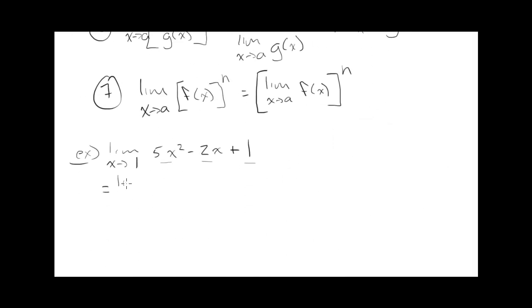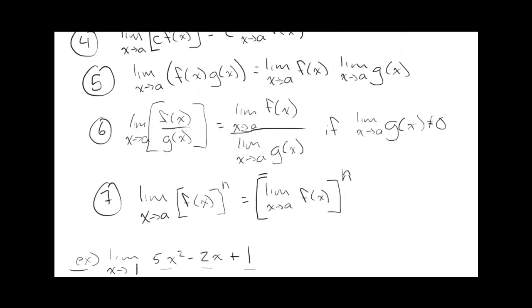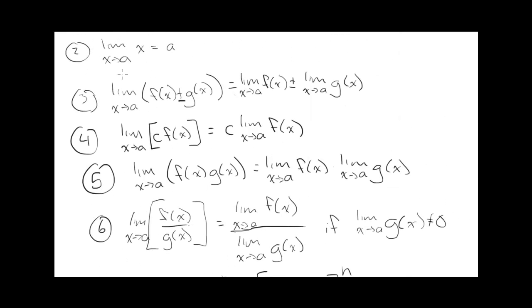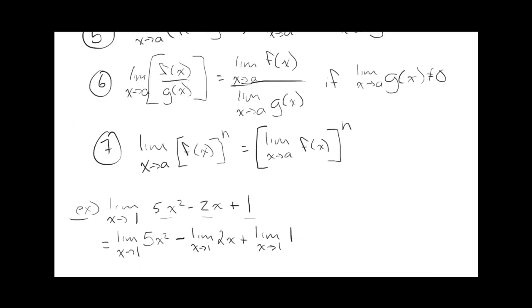I'm going to write the limit as x goes to 1 of this first thing, minus the limit as x goes to 1 of this second thing, plus the limit as x goes to 1 of this third thing. So really I'm just using this rule right here. So I use property 3.